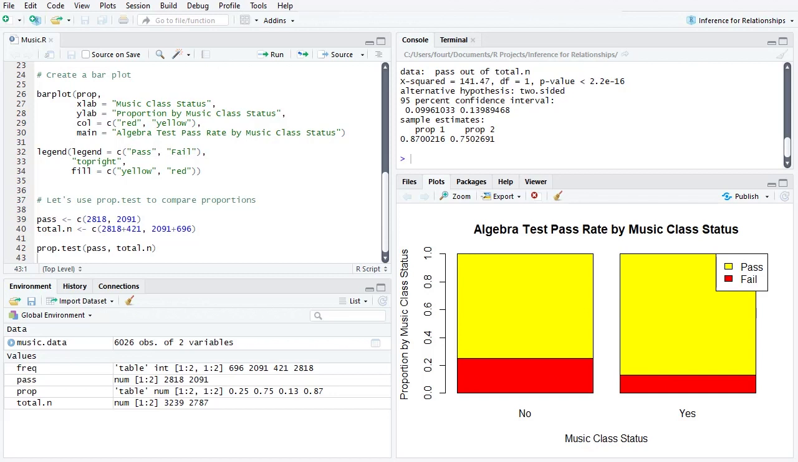And that's it. We now know how to compare two groups of quantitative data, compare two groups of categorical data, not just for our samples, but we also know how to make inferences about the differences in parameters.